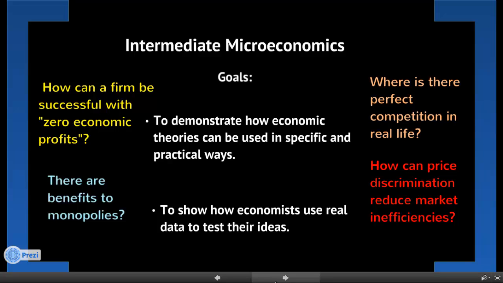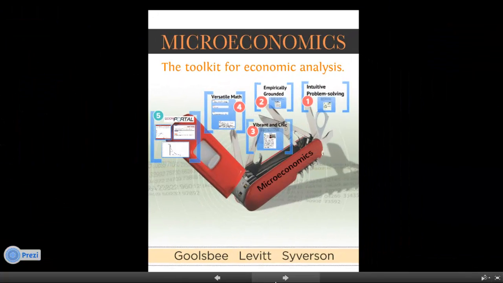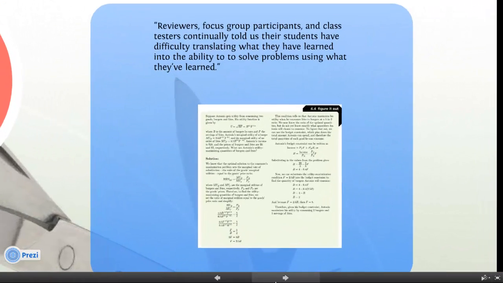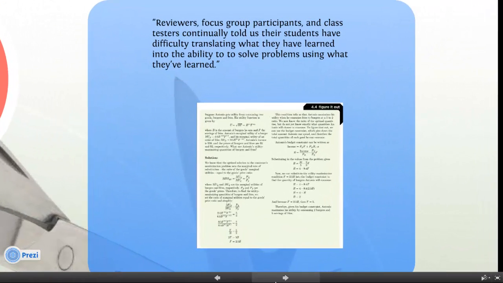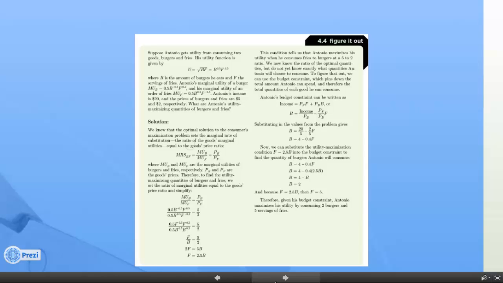So, if all books cover the same amount of material and present the same amount of tools, what makes Goolsbee-Levitt-Syverson so special? Well, in a word, it's actually useful. Most other books in the market fall short in terms of teaching students how to apply economic tools in problem solving. So instead of simply displaying formulas, putting them on a page, and expecting students to make the link to theory, Goolsbee-Levitt-Syverson goes further than any other book in guiding students step by step through the process of problem solving using these Figured Out boxes.